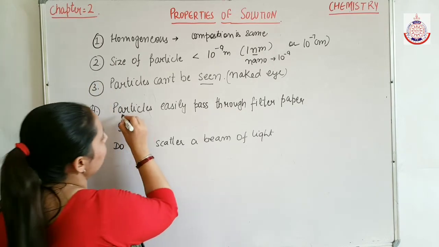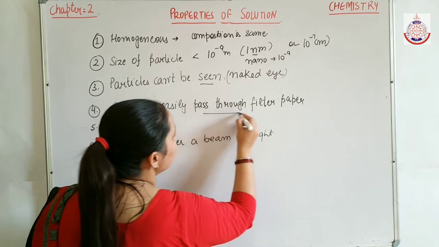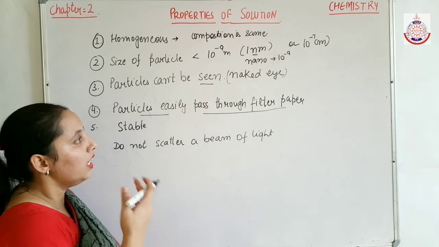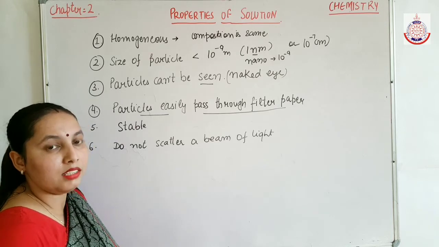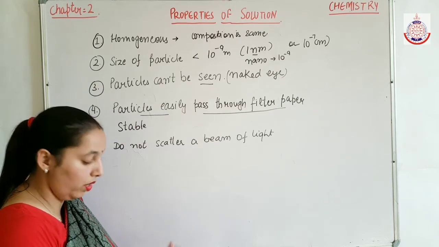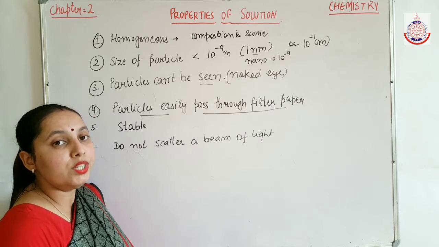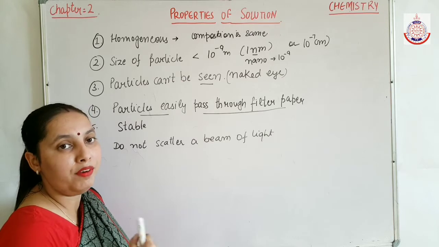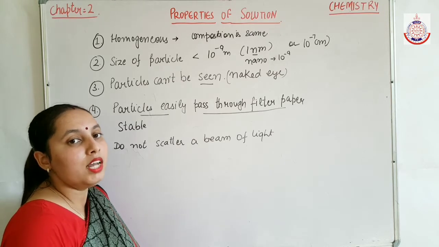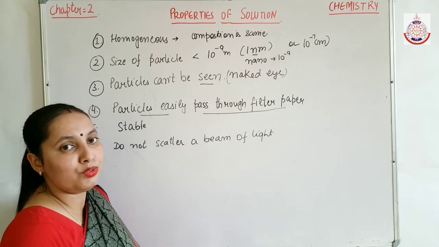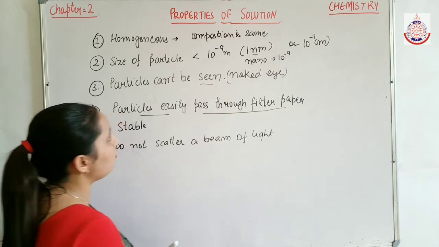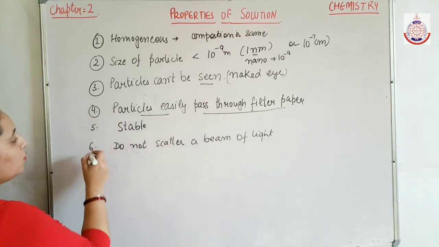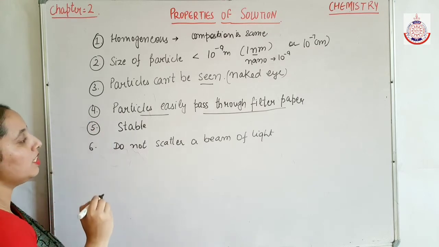As the size of the particle is very, very small, the next property related to it is that the particles can easily pass through the filter paper. A simple filter paper, the solution can be passed. You can also do the same. You can take the sugar solution or salt solution, dissolve it and pass it through a simple filter paper. You will observe that it will easily pass through the filter because the size of the particles is very, very small.